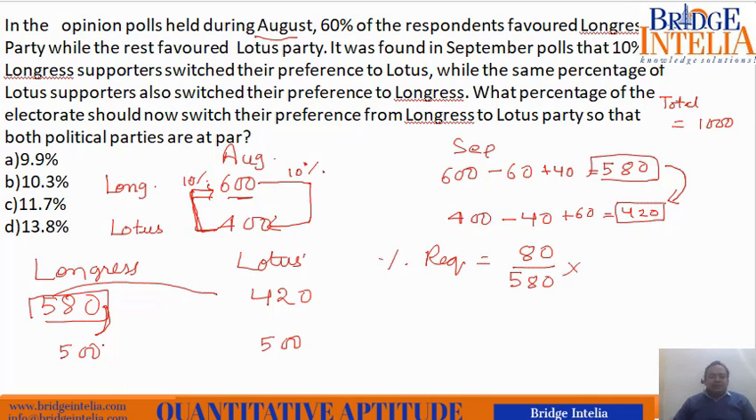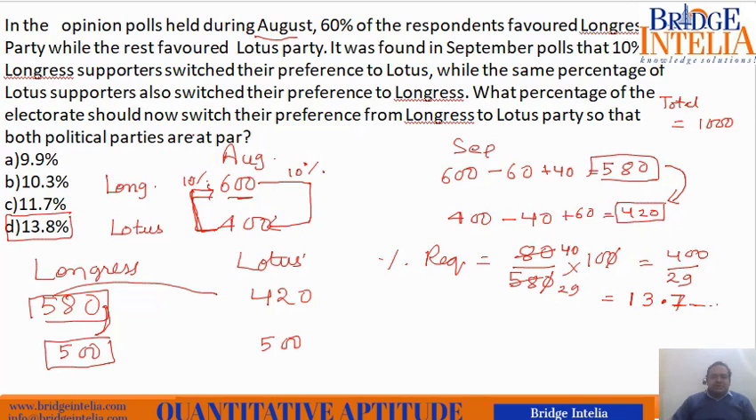So now Congress has 580. You want that to become 500. So you want 80 people to go. So 80 is what percentage of 580? So 80 by 580 into 100. So this 0 and this 0 can be cancelled. So both these can be cancelled by 2. So 40 by 29. So 400 by 29. So this comes out to be 13.7 something. So 13.8 out of the given options. We have to find the approximate. So 13.8 is the correct option.